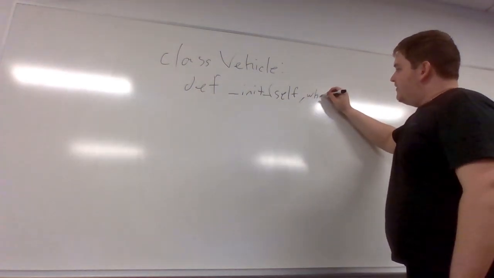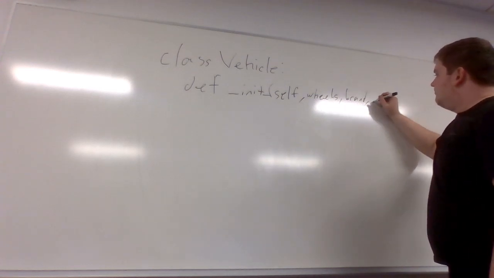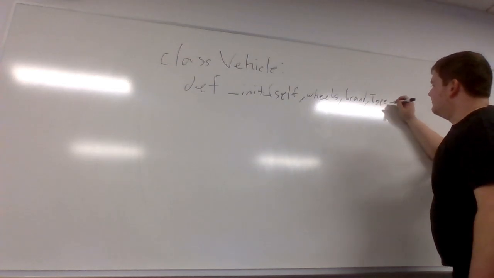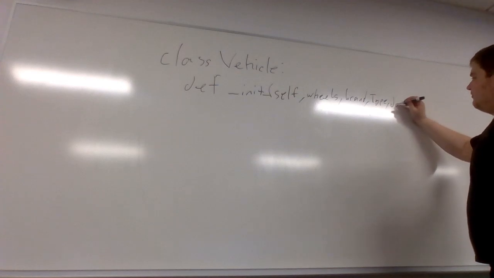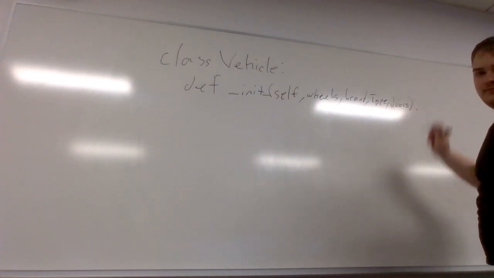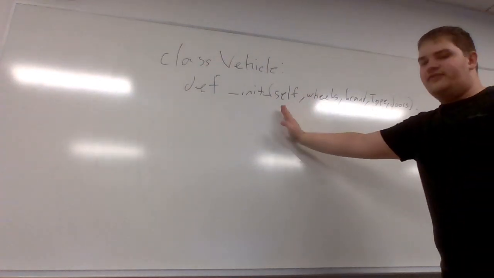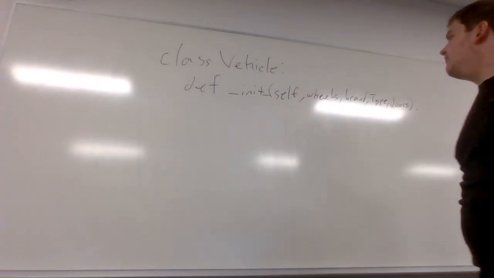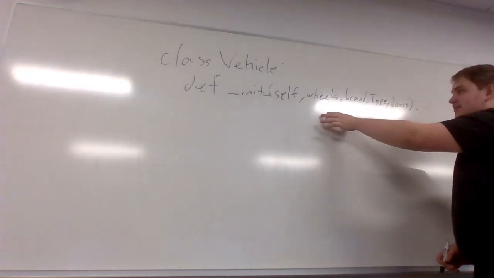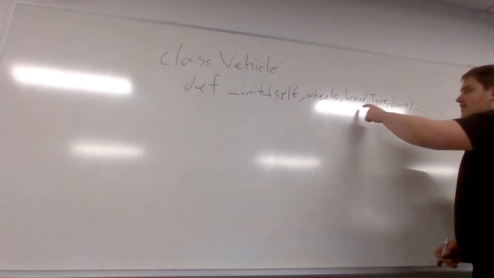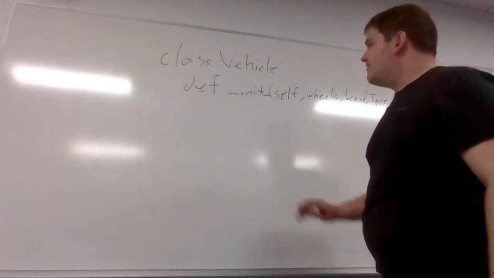We're going to have wheels. We're going to have brand. We're going to have type. Let's just do these things. Or we could also have doors too. Now, this is everything we need. We need self to define the object itself, but then we're also going to need the parameters that we defined before. So we're going to need wheels, the number of wheels it has, what brand made it, the type of vehicle that it is, and how many doors it's going to have, right?